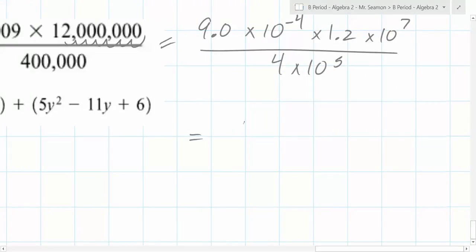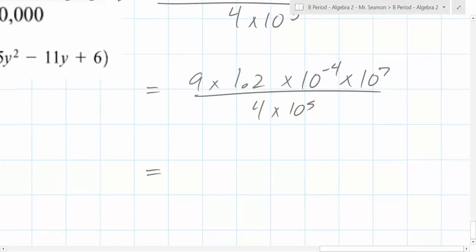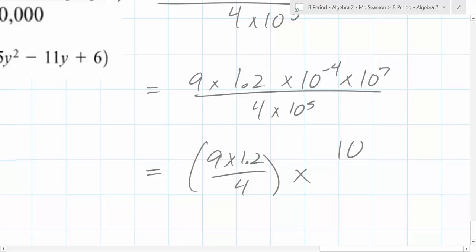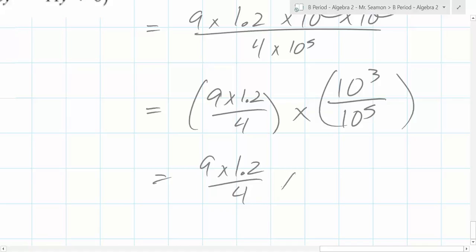Exactly. So then you have 9 times 1.2 times, I'm just reordering. I'm not doing anything yet except for reordering, over 4 times 10 to the 5th. So what do you end up with? You end up with 9 times 1.2 over 4 times, what's on top here? 10 to the what power? What is that? 10 to the negative 4 times 10 to the 7 is 10 to the 3rd. You add negative 4 and 7, so you get 10 to the 3rd over 10 to the 5th. What do you do with the 3 and the 5 if you're dividing? Subtract, so you end up with 9 times 1.2 over 4 times 10 to the negative 2.